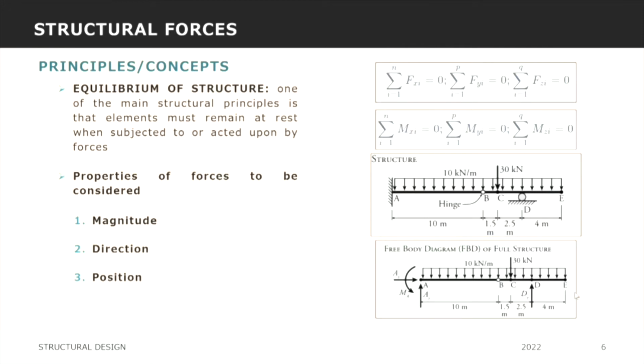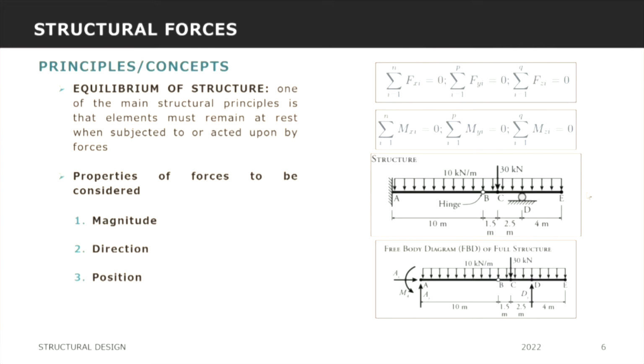So, yung 10 kilonewton per meter is called uniformly distributed load. This means that for every meter of beam length, 10 kilonewton of force is spread out evenly across that length. While yung 30 kilonewton at point C is a concentrated load. Ito yung mga applied loads na nagkakaroon ng reaction forces sa support.